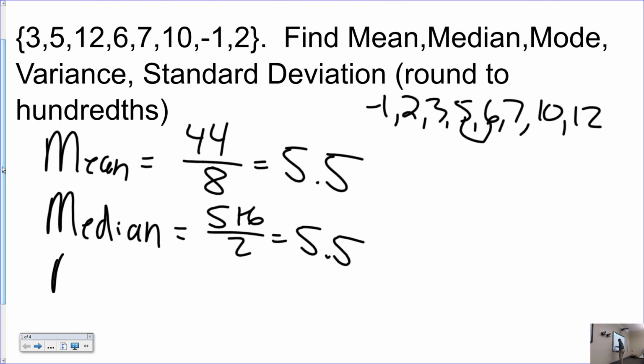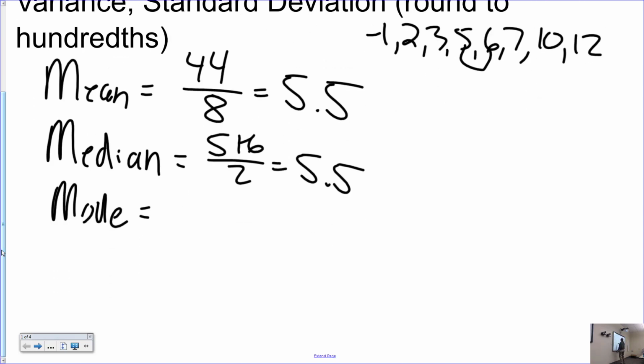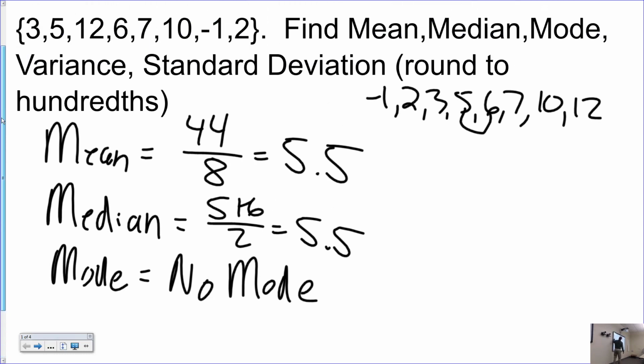And then last but not least, mode. There isn't any. None, no mode, there isn't one, whatever you want to put in here. Since none of the numbers repeat, just remember that if nothing repeats, there's no mode. Alright? Alright, now, how about variance and standard deviation?